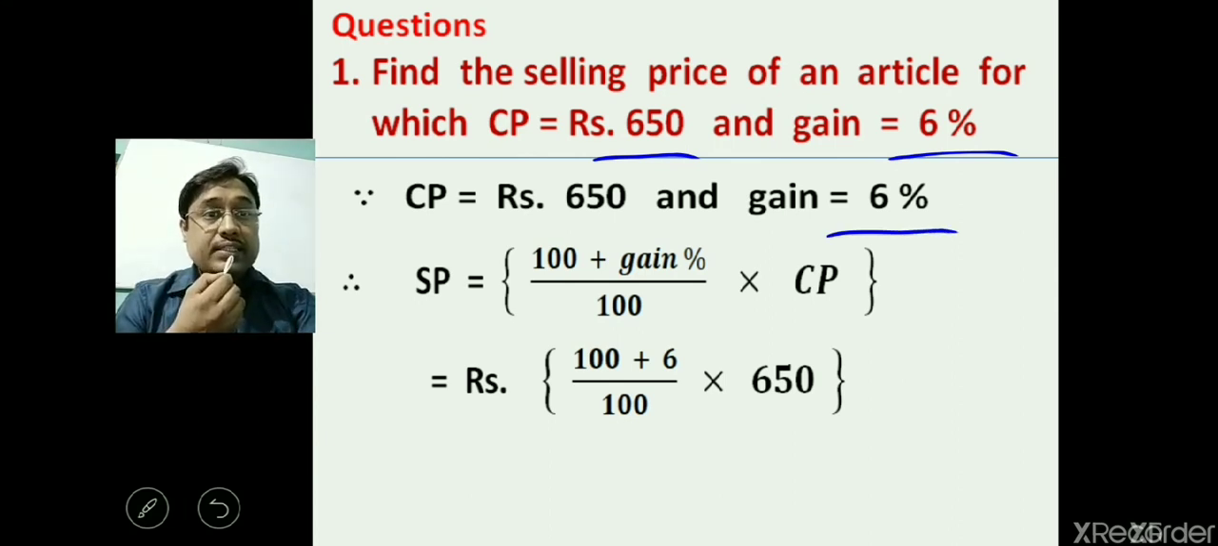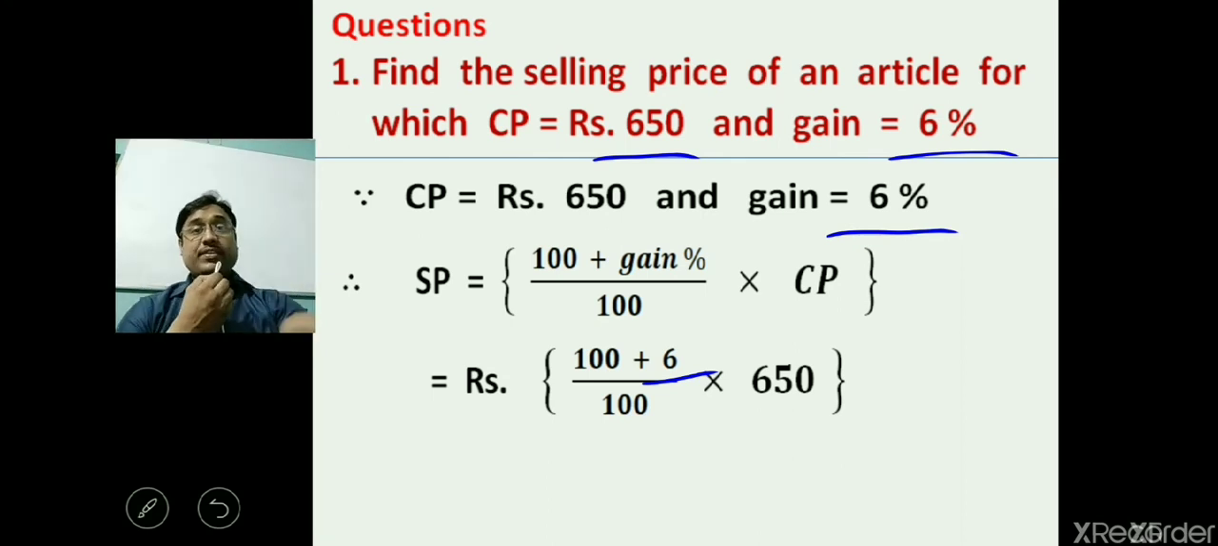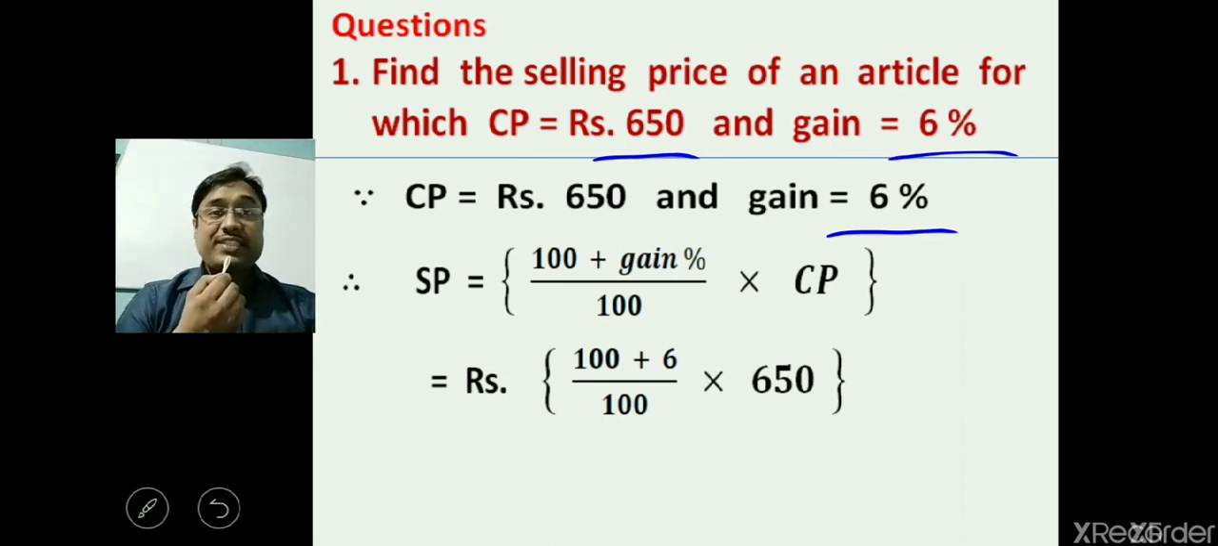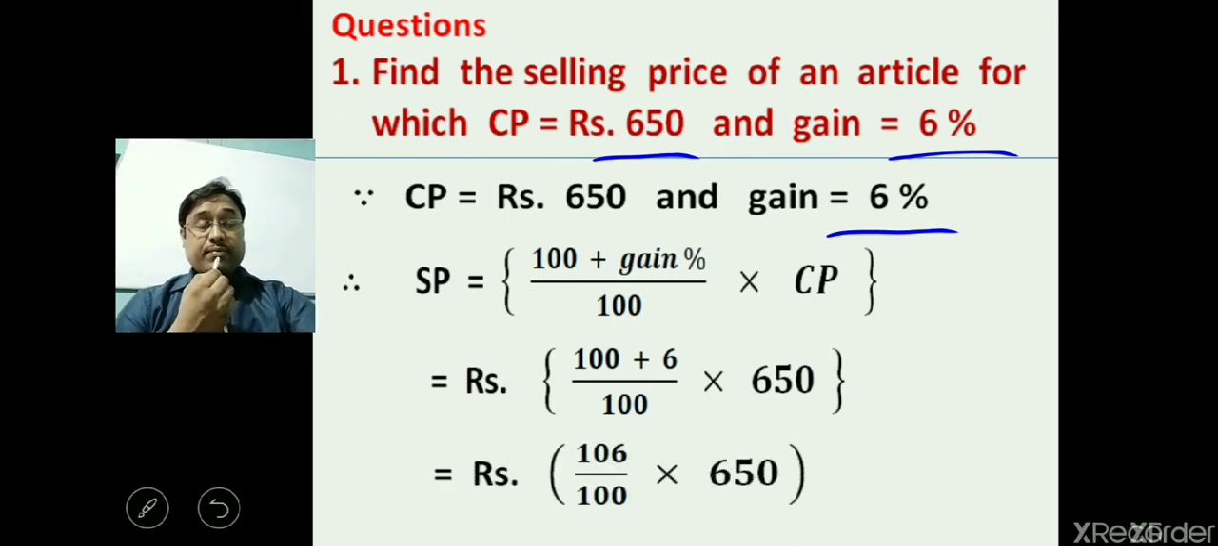100 plus 6, you can see here I have written. You will not write 100 plus 6%, you are going to write 100 plus 6. So 100 plus 6 by 100 into 650. 100 plus 6 is 106 by 100 into 650. That you will solve now.